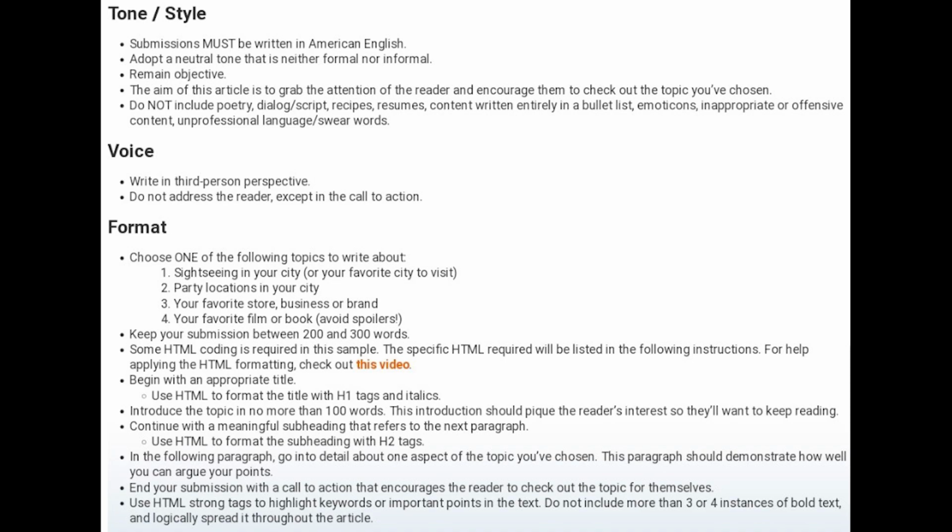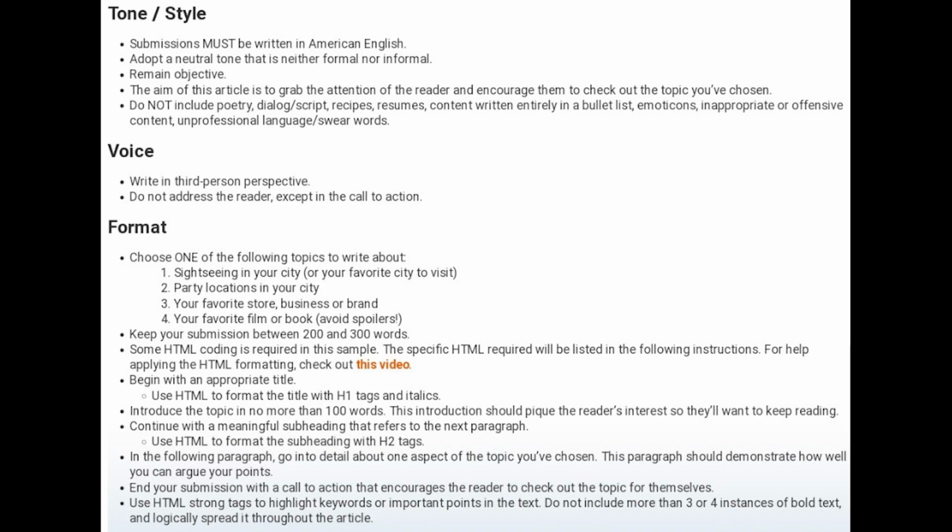Begin with an appropriate title. Use HTML to format your title with H1 tags in italics. Introduce a topic in no more than 100 words. Now, this is a short introduction paragraph that most clients are going to need. Essentially, you're asking a question and then answering it, and then kind of breaking down what people are going to read in the next 200 words.